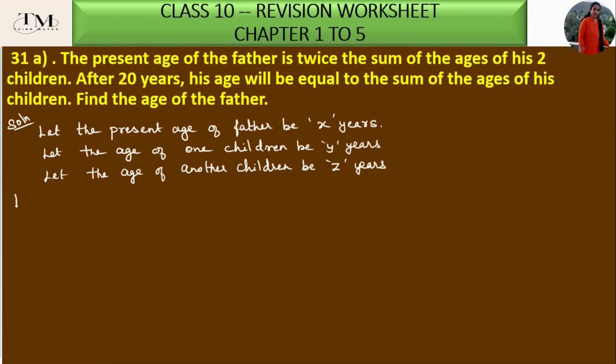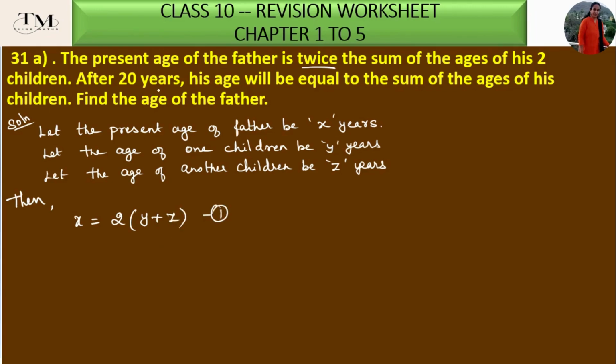Then what is given? The present age of the father, x, is equal to twice the sum of the ages of his two children. Twice means 2 times. Sum means you have to add the ages of his two children, so it is y + z. So x = 2(y + z). This is one equation.